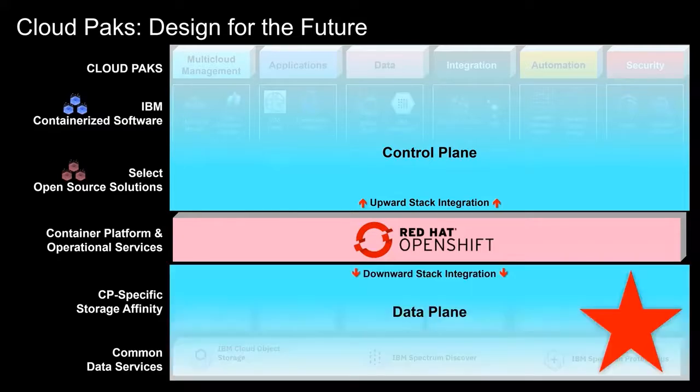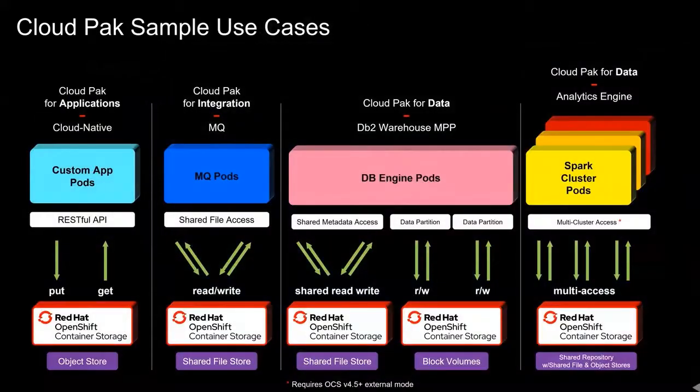upward into the control plane. But just as importantly is the ability to do the downward stack integration. In other words, as your organization considers deploying multiple workloads in a containerized model, having a common set of data services on the back end makes it significantly easier to manage. And this is where a companion technology called Red Hat OpenShift Container Storage comes into play. So just like OpenShift Container Platform provides the orchestration abstraction layer, OCS provides the data services abstraction layer.